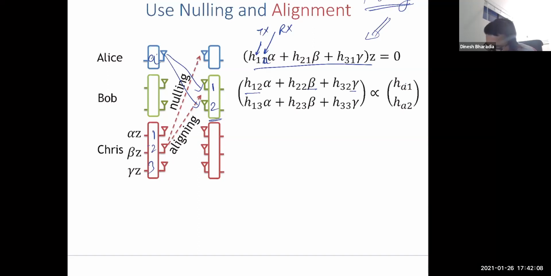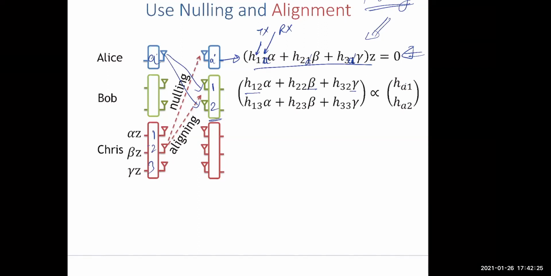Imagine this is A prime for that matter. And this is all A primes here. This condition everybody understands. This is for this receiver. Right. Everyone clear on this?